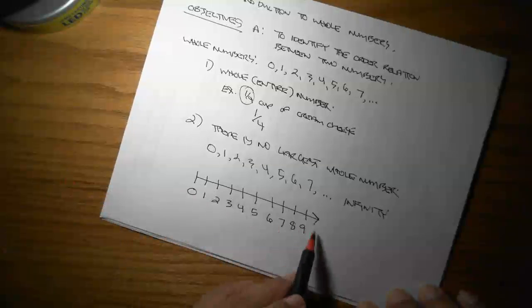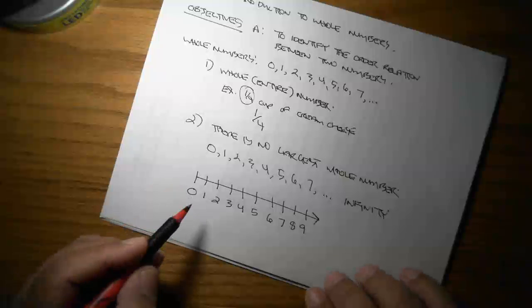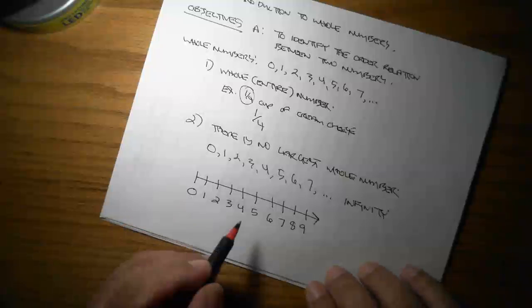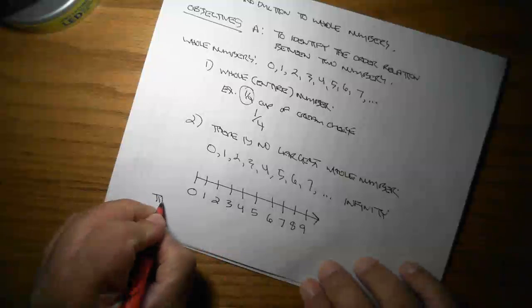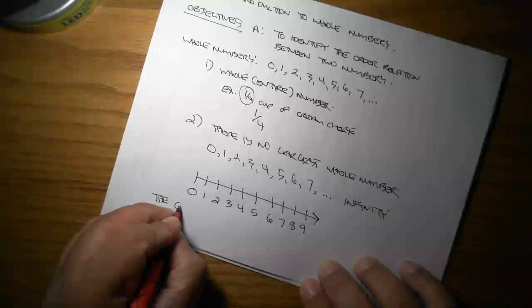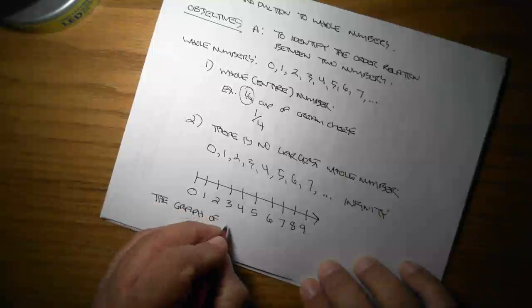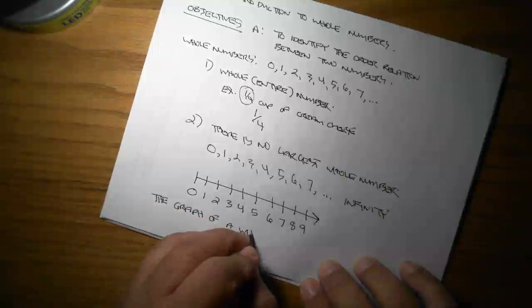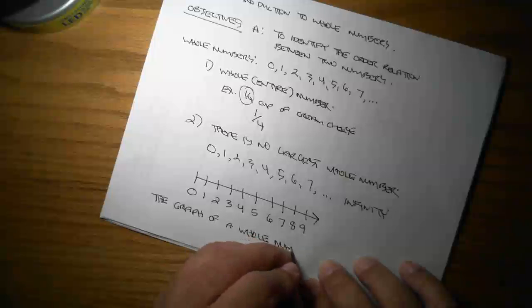So this is a number line, and if I wanted to show a whole number on a number line, say for an example that I needed to, this is actually called the graph of a whole number. Let me write that for you. The graph of a whole number.